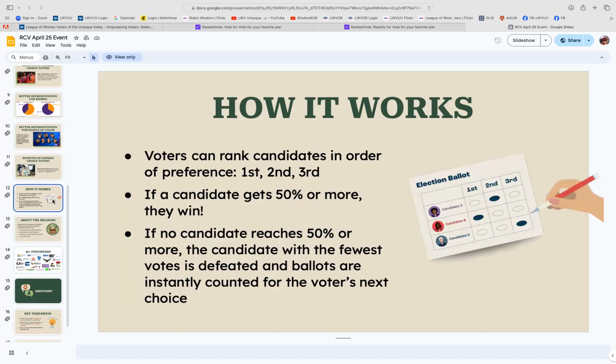All right, so I know we already went through this earlier, but I just wanted to go over this one more time. So again, here's an example ballot. Voters are able to rank the candidates in their order of preference, like I said. If no candidate reaches 50% or more of the vote, the candidate with the fewest votes is defeated, and the ballots are instantly counted for the voter's next choice. This process would keep repeating the same way that we did with the pie election until someone does have 50% or more of the votes.